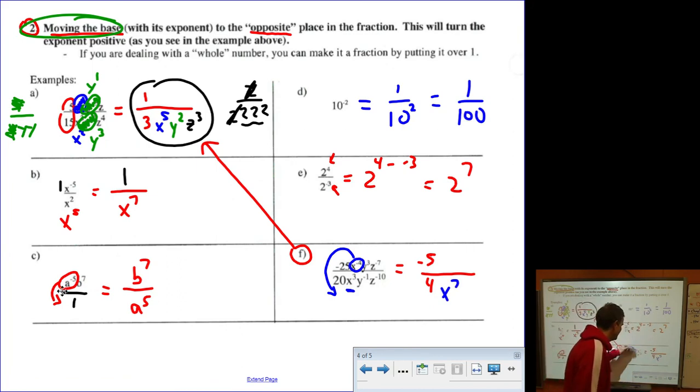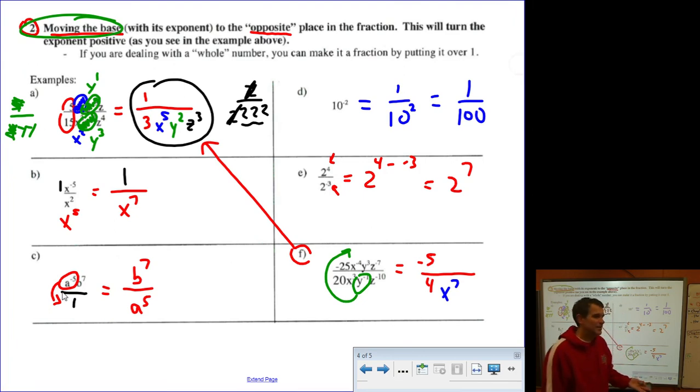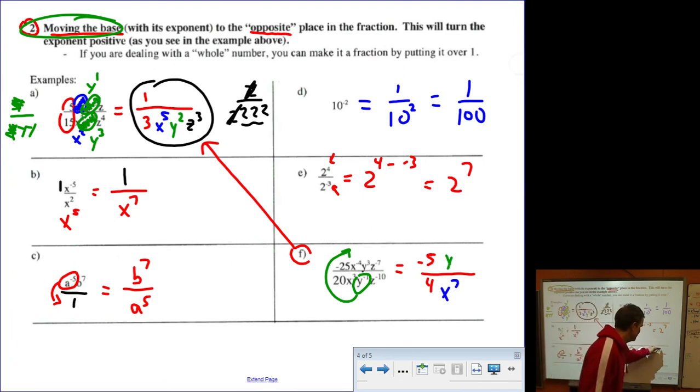How about the y's? So the y's have 3 on top. But they have this negative 1 on the bottom, and that needs to move to the top. So all the y's end up on top, and there'd be 4 of them.